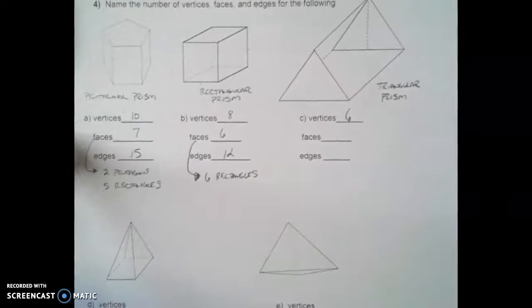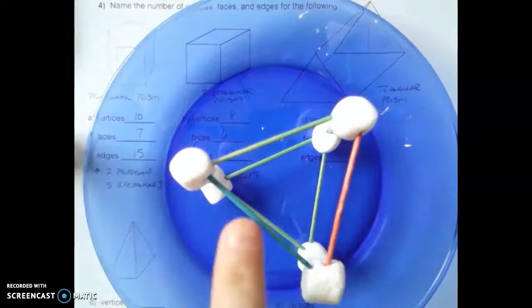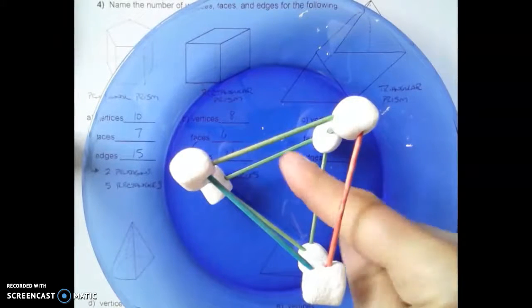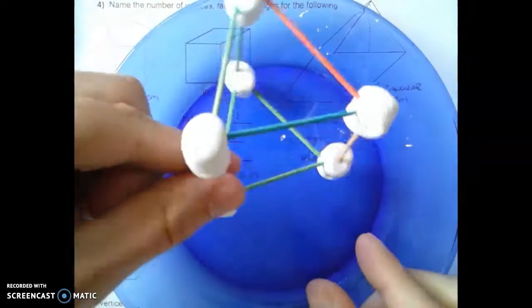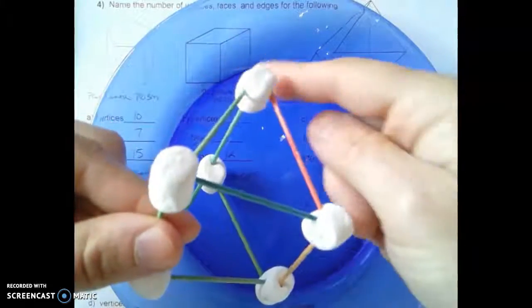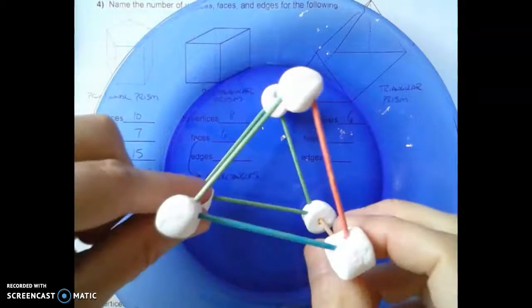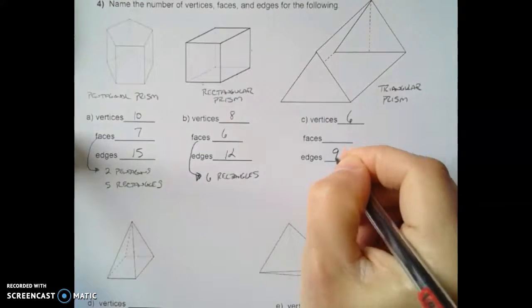Okay, the edges are the toothpicks. I have 1, 2, 3 on the top triangle, 1, 2, 3 on the bottom triangle, and then 1, 2, and 3, the third one right here, to connect the top and bottom triangle. So that's going to be a total of 9 edges.